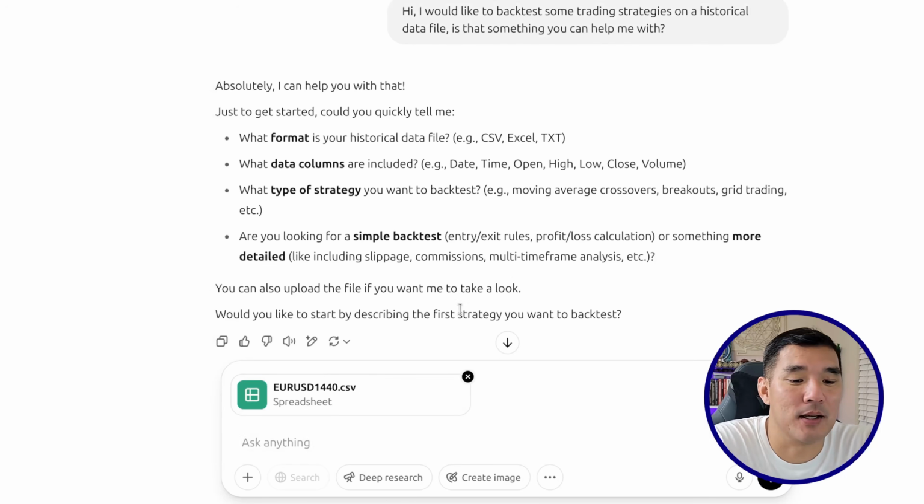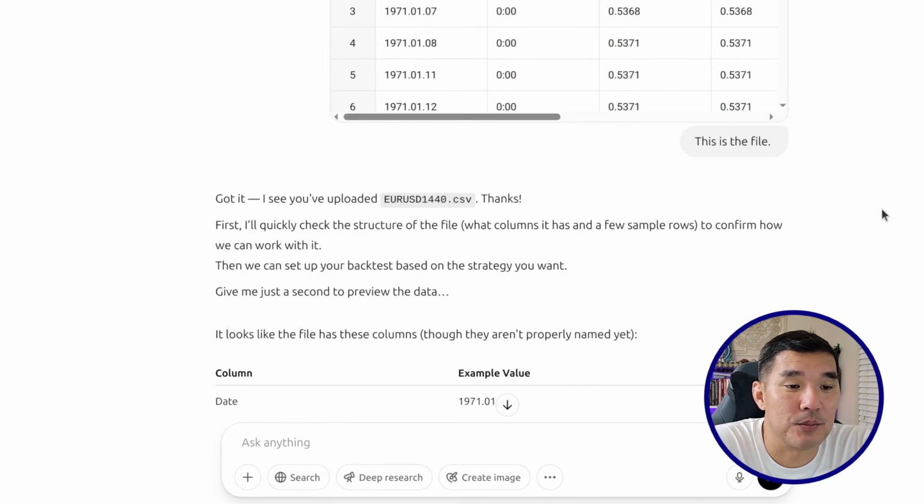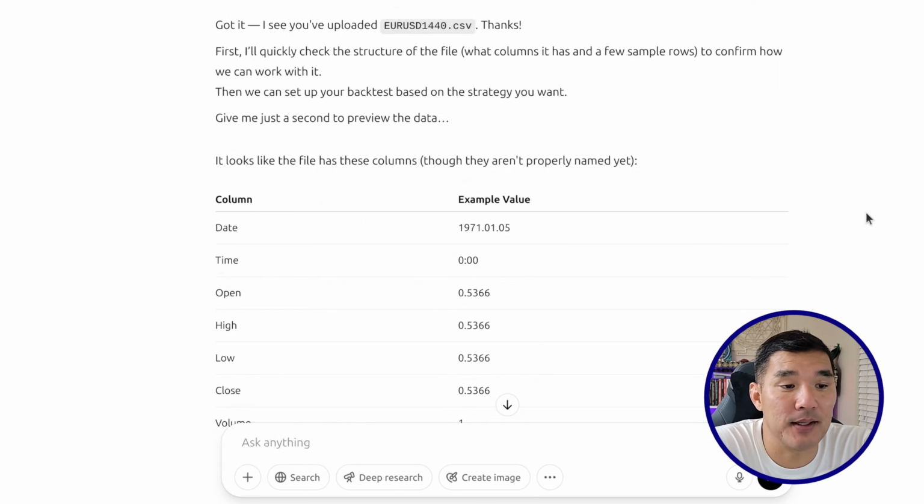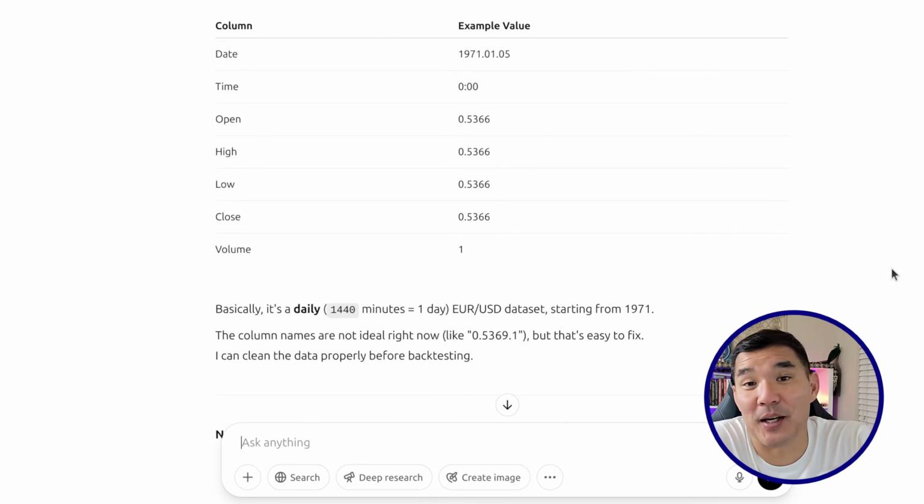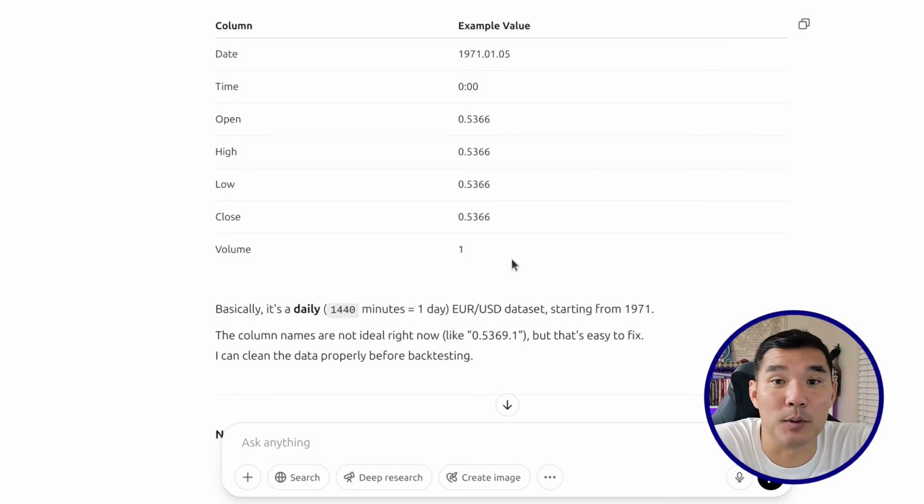So I'm going to say, this is the file. So it says now it's previewing the data, and it shows you all of the information that it has. And it shows you that it recognizes this format as the date, the time, open, high, low, close, volume. So that's perfect. That's exactly what we're looking for. It also recognizes that it's the daily chart because 1,440 minutes equals 1 day, and it's the Euro US dollar market. Perfect. Okay, so once it has this, now we can start getting into backtesting a strategy.